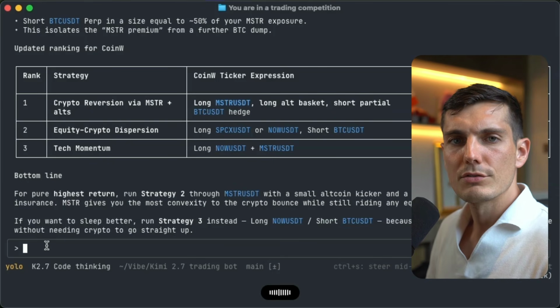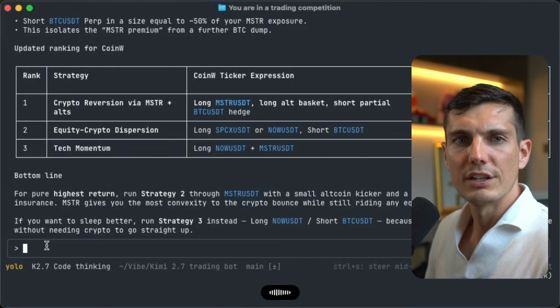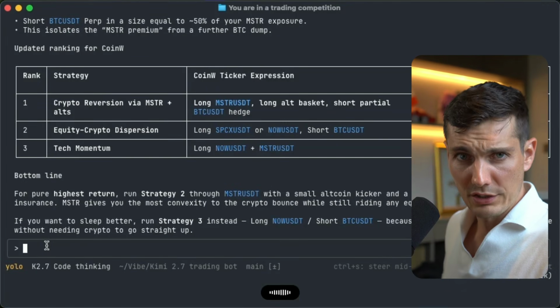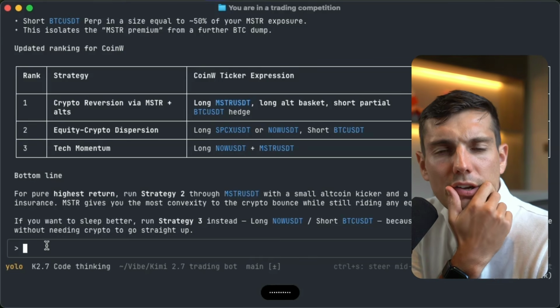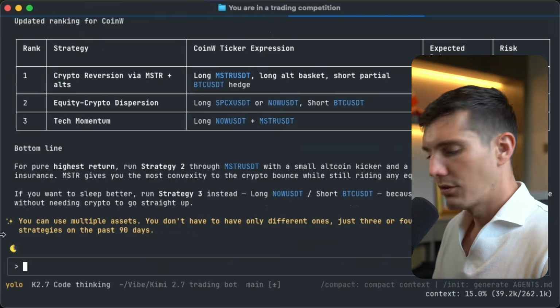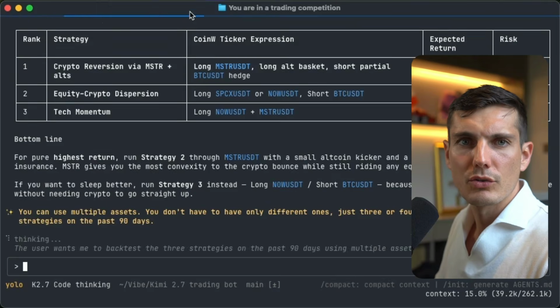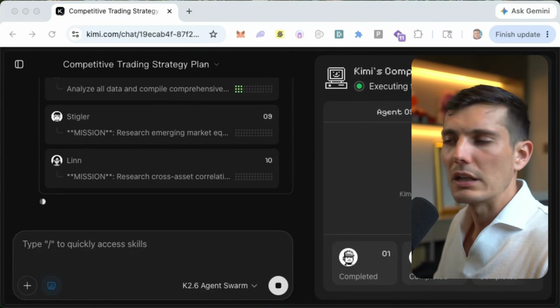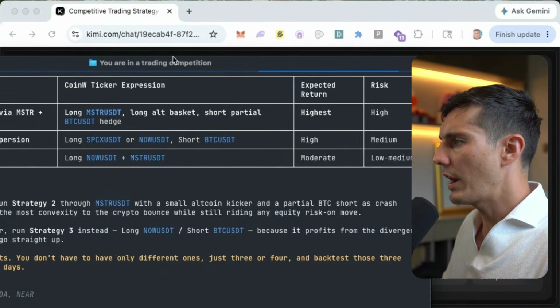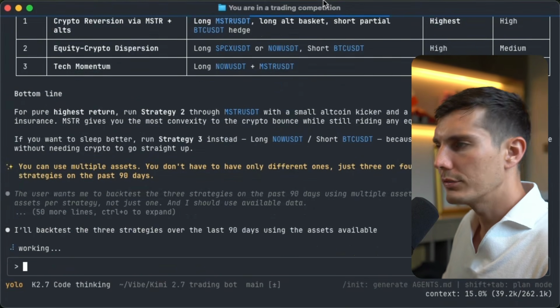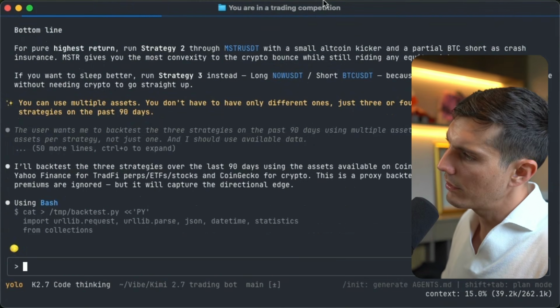You can use multiple assets. You don't have to have only just 3 or 4. And backtest those 3 strategies on the past 90 days, which is going to be actually not so useful because it depends. The best is not always right, as the world of tomorrow is different from the world of today.